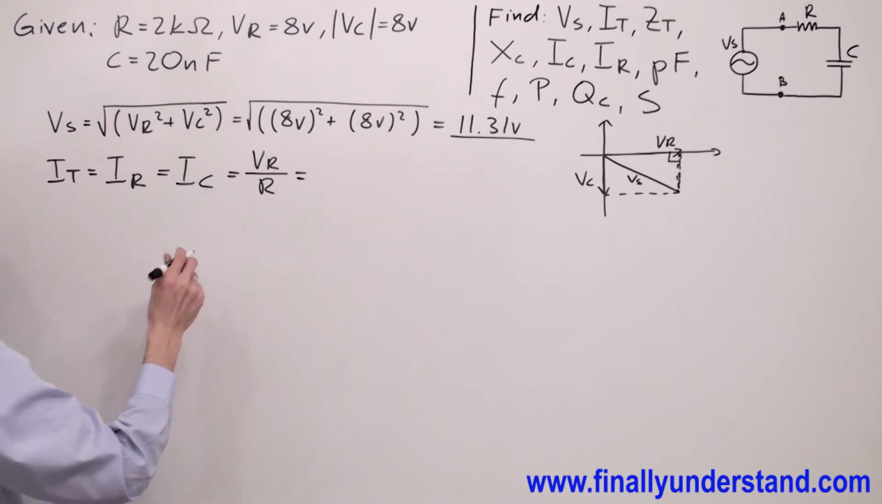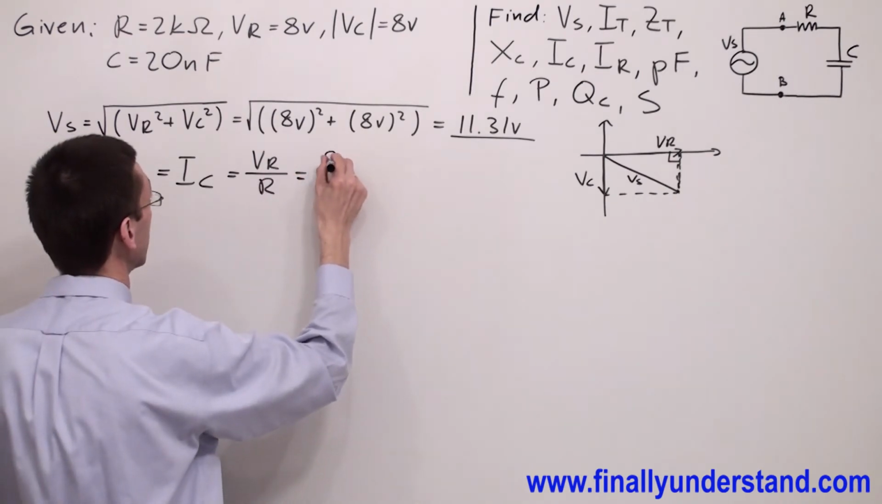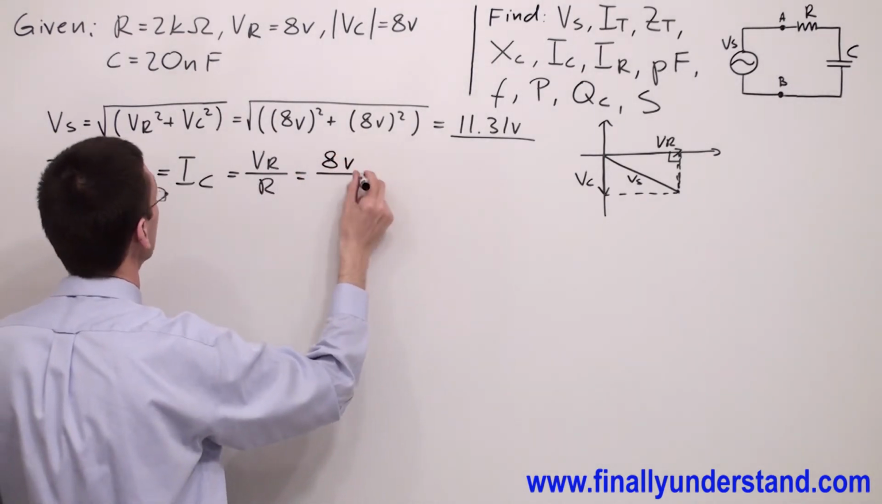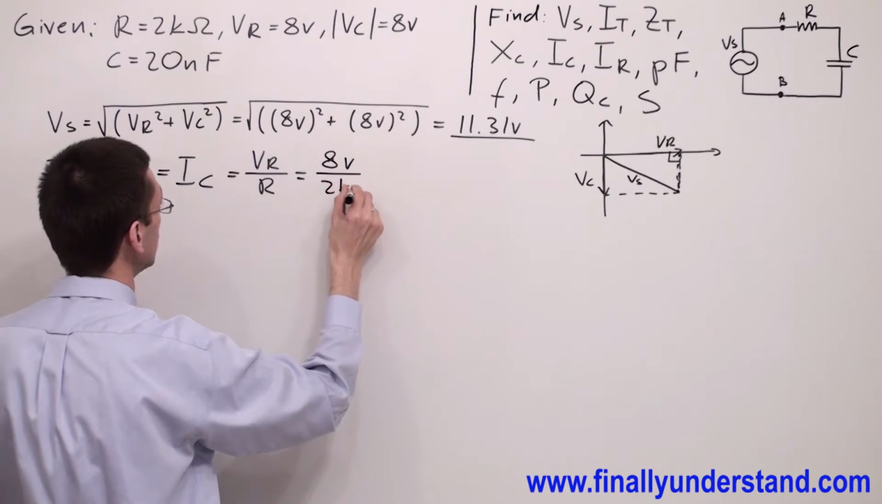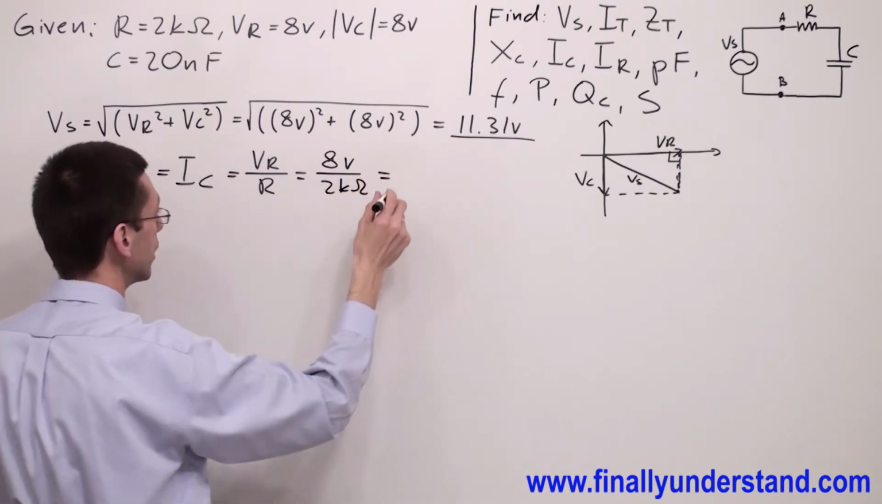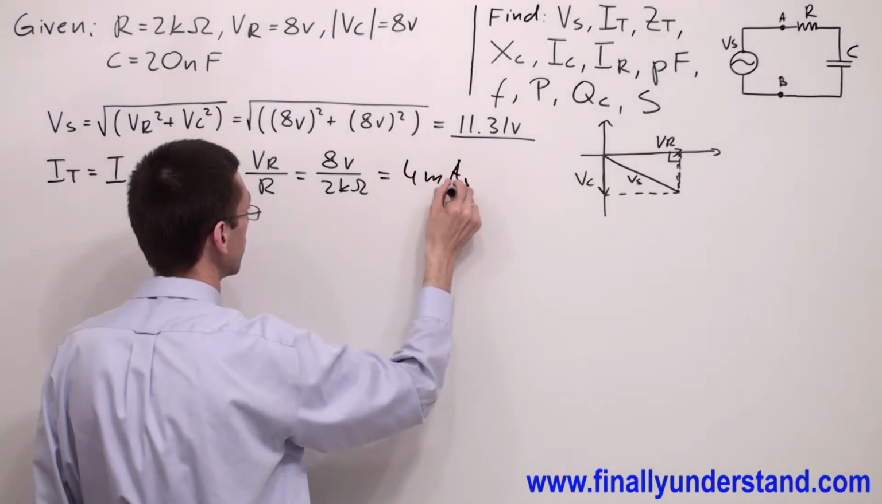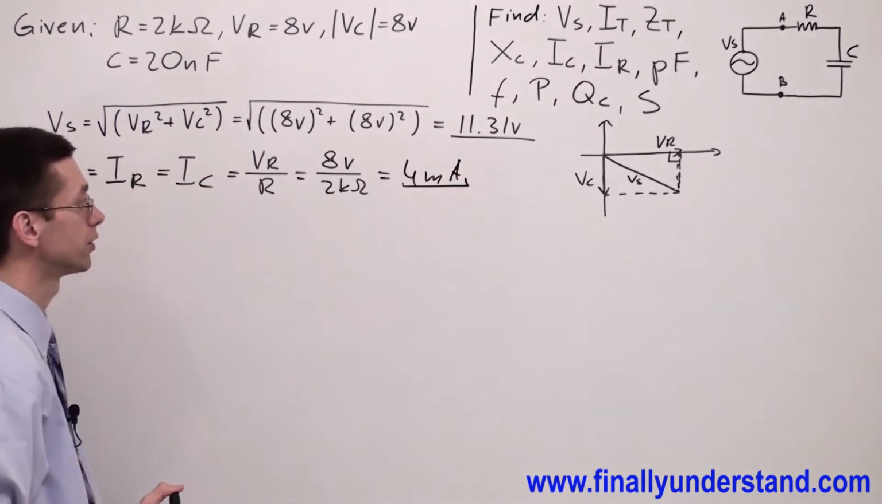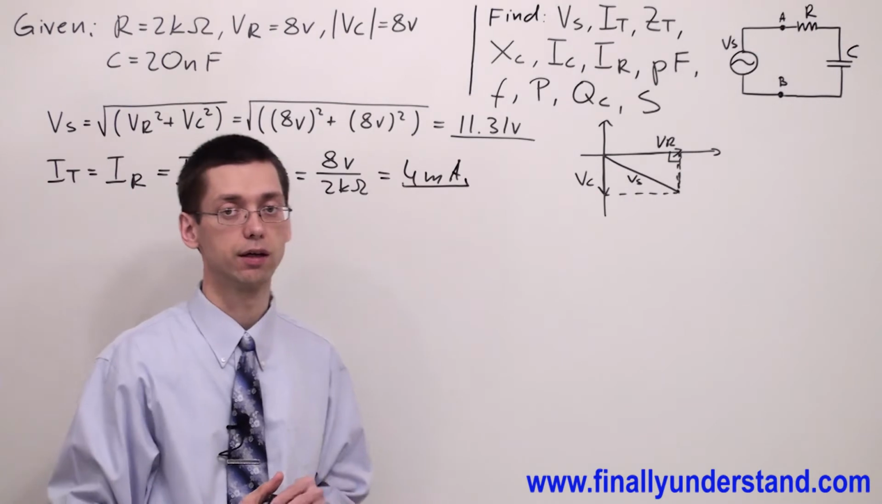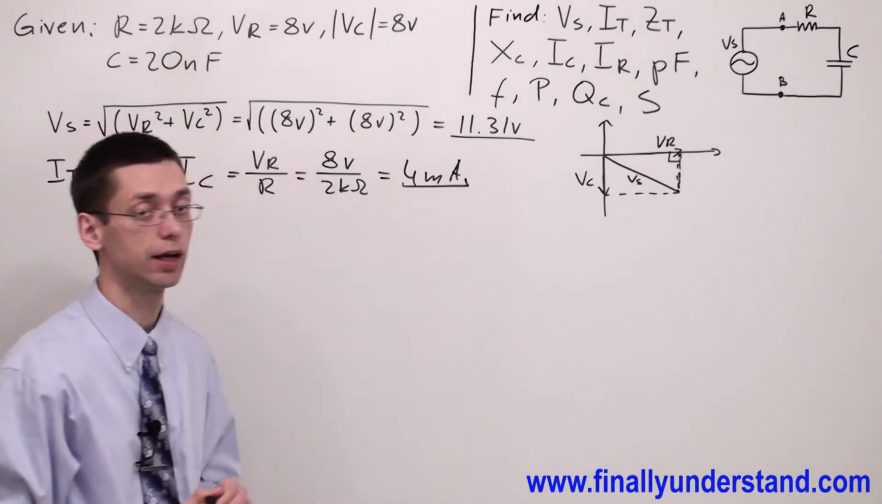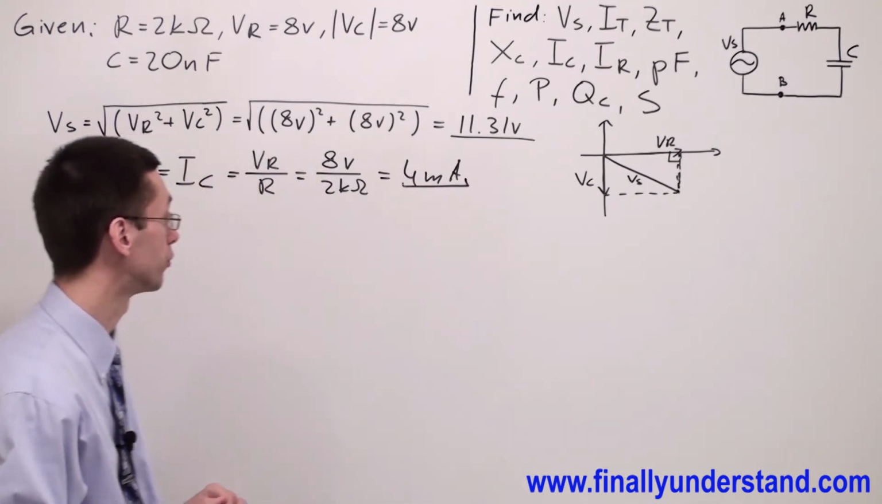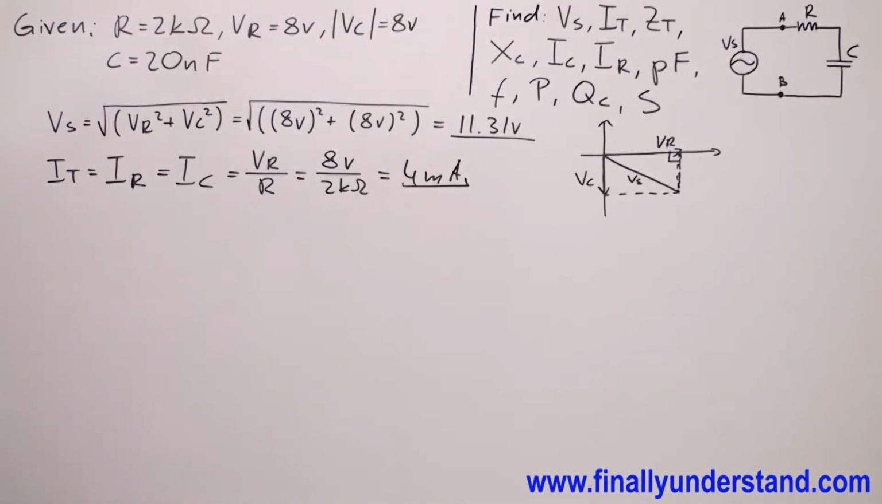So I have VR equals 8 volts, and I have resistance equal to 2 kilo ohms. This is equal to 4 milliamps. Please notice that the current which we calculated has no angle yet. We're going to find the angle later on.